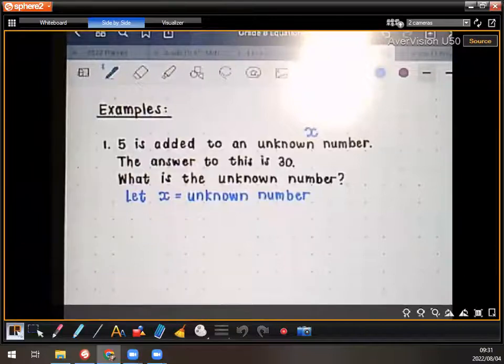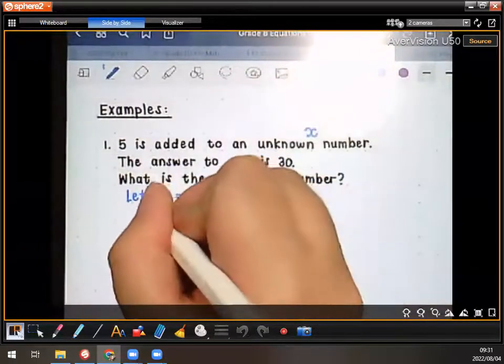So now, how am I going to write, in mathematical terms, 5 is added to this unknown number? Yes, Jacob. 5 times X. Okay, but first, before I start to solve it, all I'm asking is how do you say that 5 is added? 5 plus X.